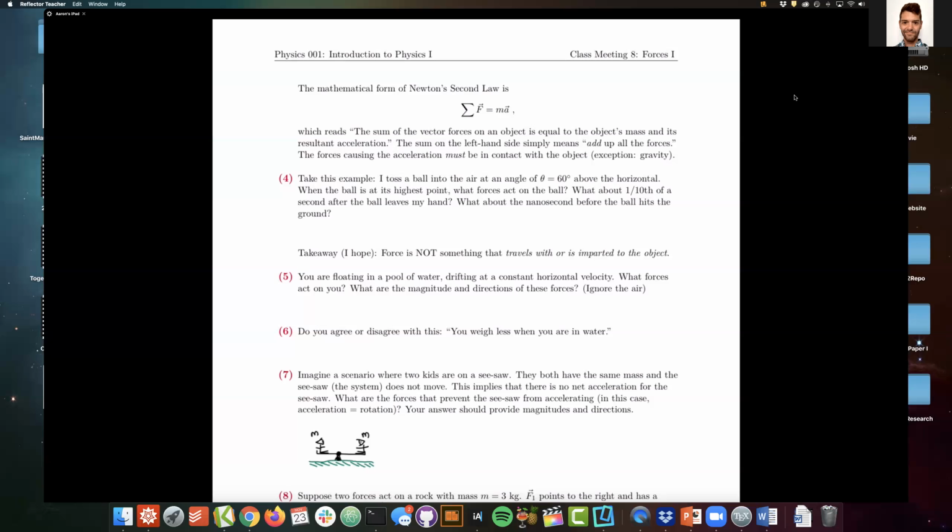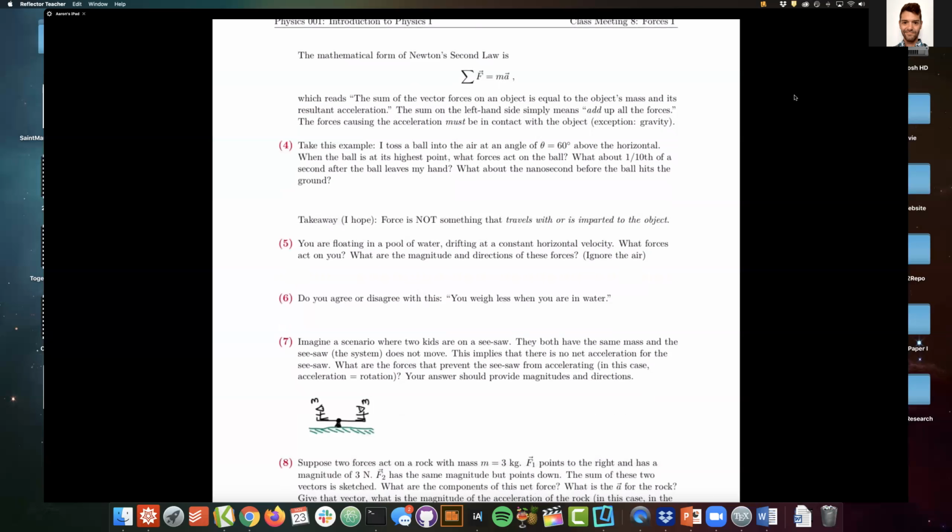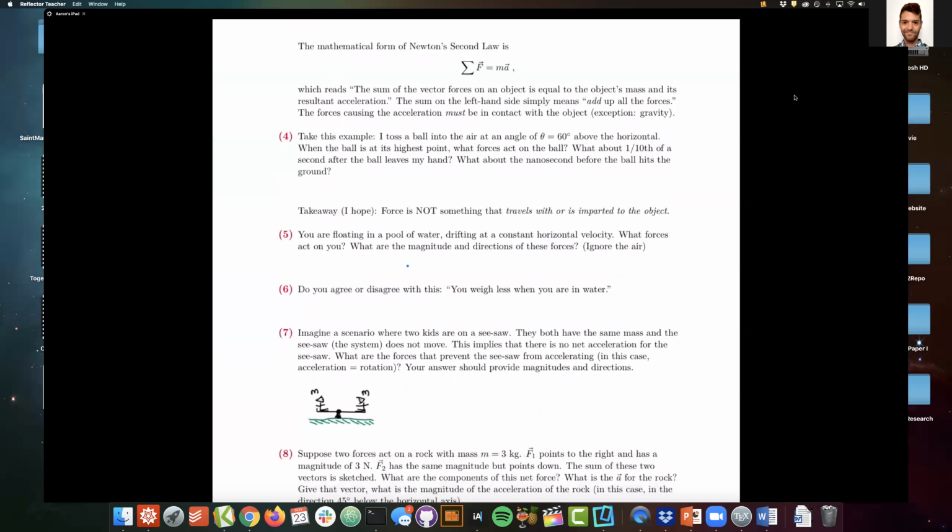You're floating on a pool of water, drifting at a constant horizontal velocity. What forces act on you? So in that case, gravity is pulling down on you, but you're touching the water, so there must be some force pushing up on you, and they better be balanced, else you're going to start accelerating up or down, so you're either going to sink or start flying. So, if no vertical acceleration, which essentially says your vertical velocity is 0 and stays 0, then that means that the forces in the vertical direction better add up to 0. You weigh less when you are in water.